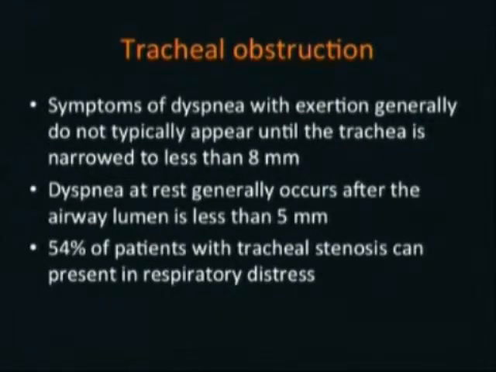Just have to keep in mind tracheal obstruction. Patients present with dyspnea on exertion usually. And usually the symptoms appear when the trachea is below 8 millimeters in diameter. Dyspnea at rest occurs when the diameter is less than 5 millimeters, and 54% of the patients would present in respiratory distress. You will have to intervene emergently. Those patients end up in intensive care units, sometimes even intubated.